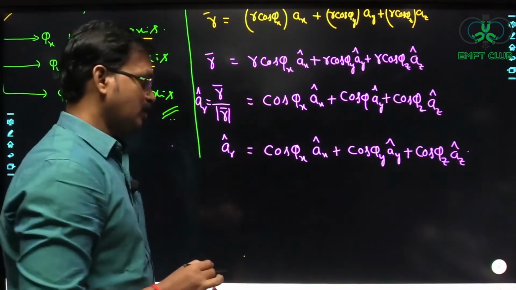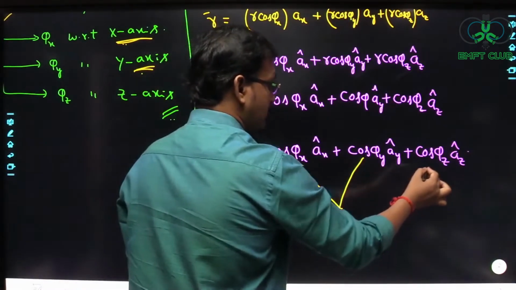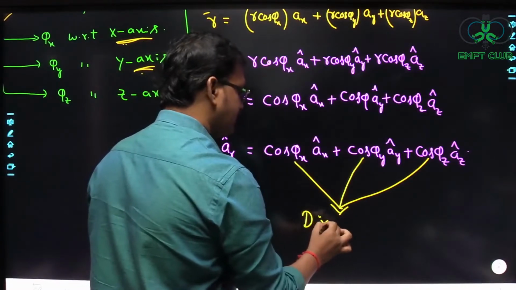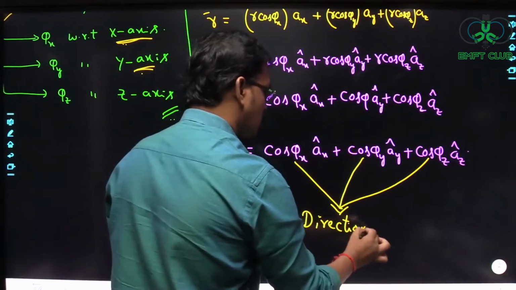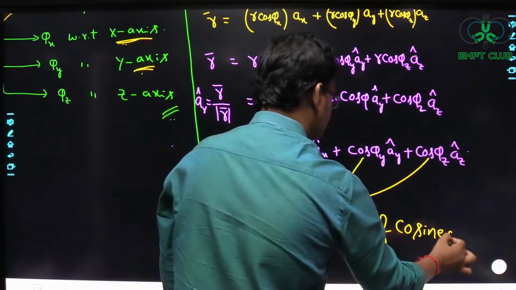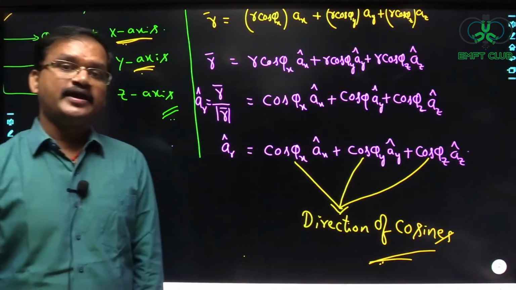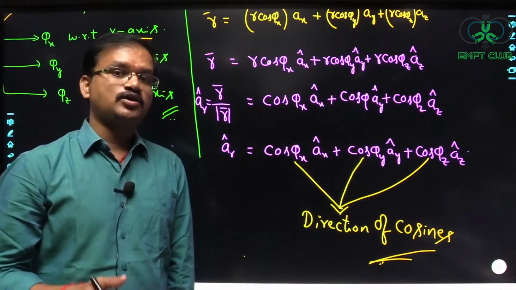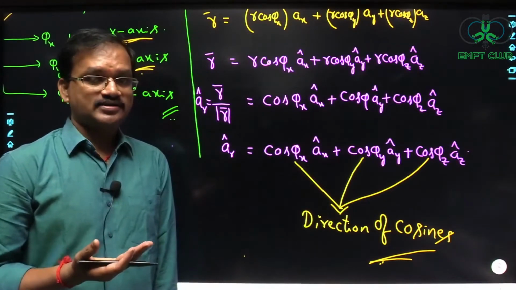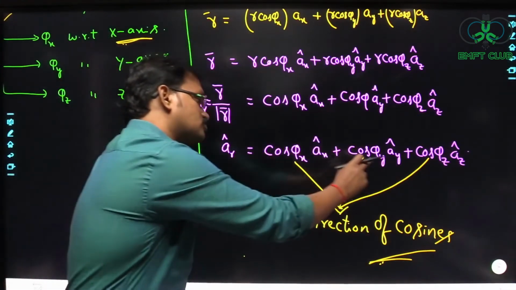Understood? So that's why cos phi x, cos phi y and cos phi z are called the direction cosines. If you know the angle made by a vector with respect to the x-axis, y-axis and z-axis, then you can tell the direction of that vector in terms of cosines.